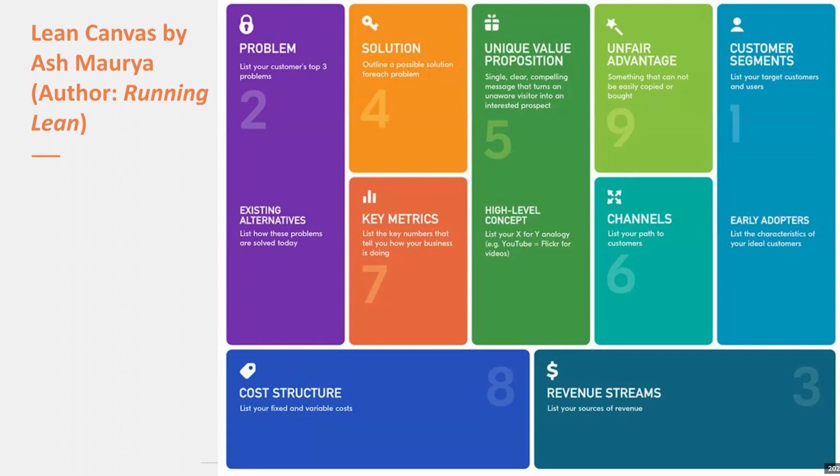Number 6, channel partners. So how will you give it out to the market? Will you partner with Amazon? You will sell there. Will you partner with retail? Will you partner with, let's say, for example, Croma? Or will you partner with Reliance Digital? How will you actually go out to the market? Who are your channel partners?